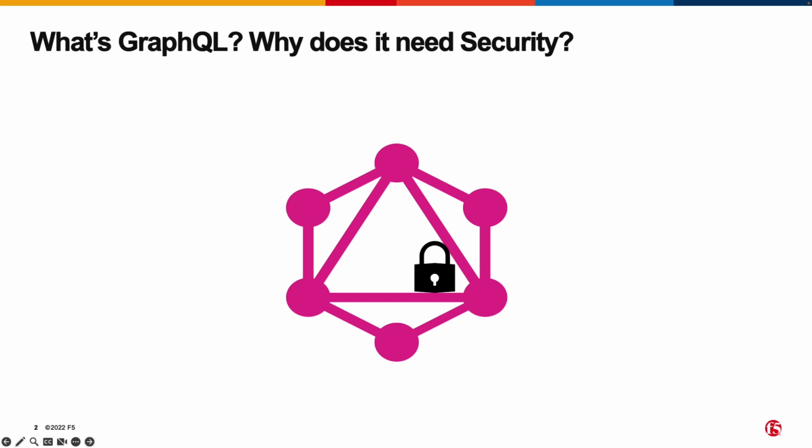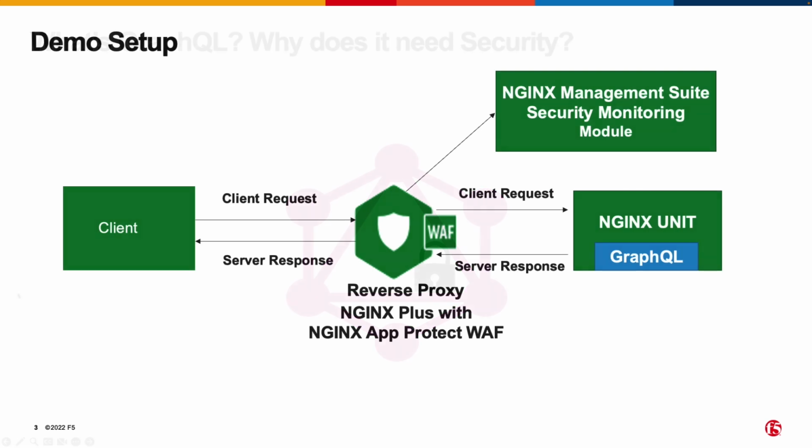In this demo, we will learn how to create a GraphQL server and secure it using F5 NGINX. To begin, we will review the setup plan. Our demo will involve using NGINX Plus as service proxy and creating an Apollo GraphQL server with NGINX Unit.